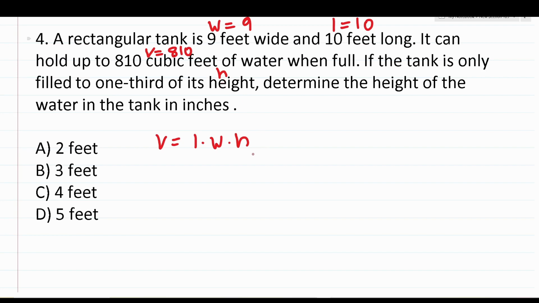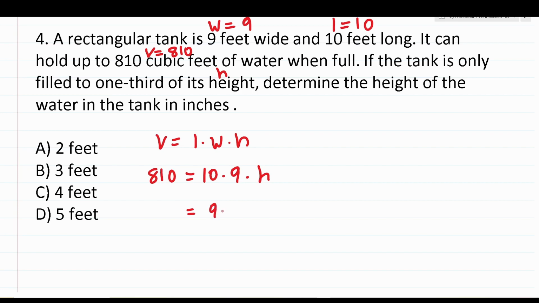All right, so the first thing we want to do is take all the values that we were given and plug them into this formula. Again, we know it has a volume of 810 cubic feet. So in place of V here, we're going to put 810. We know it has a length of 10, so we'll put 10 there, and a width of 9 there. We don't know its height when it's full, so we'll leave that as H. Clearly, we can find the height of this tank when it's full by solving this equation for H. So let's go ahead and do that.